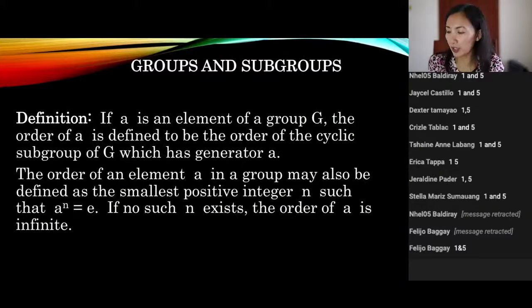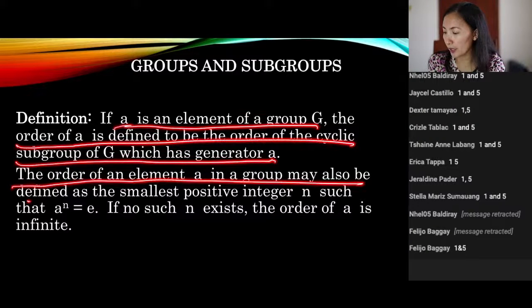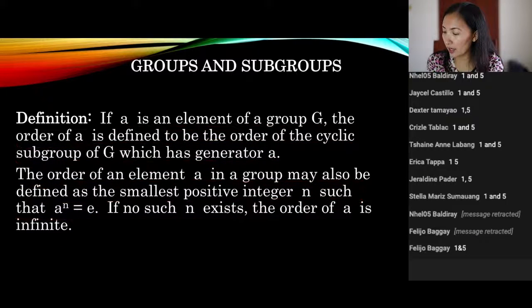Next, definition. If A is an element of a group G, the order of A is defined to be the order of the cyclic subgroup of G which has A as a generator. Okay, I think we mentioned this already a while ago. The order of an element may also be defined as the smallest positive integer n such that A to the n is equal to E. Okay? If no such n exists, the order of A is infinite. Okay? Next.